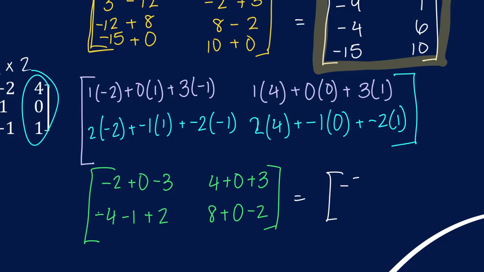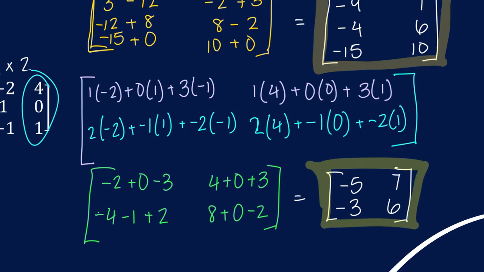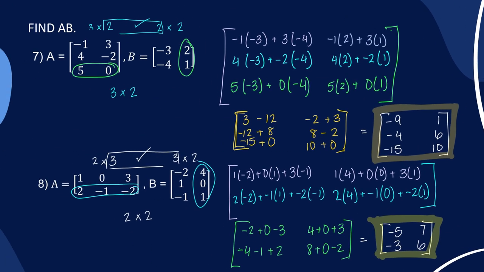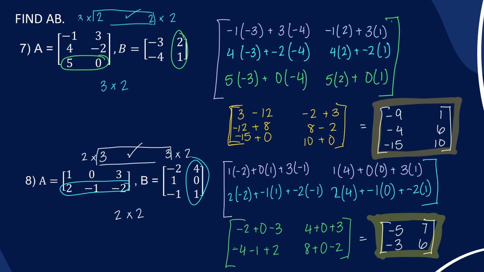I'm going to get -5, 7, -3, 6, and I do have a 2 by 2, so I know I at least solved it correctly. This would be my answer in the end. All right, so please make sure you know the pattern or the rule so you're able to find that answer.